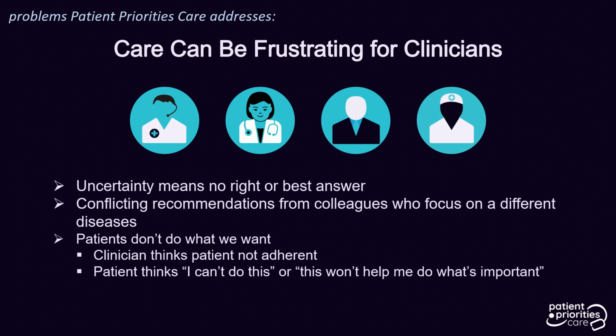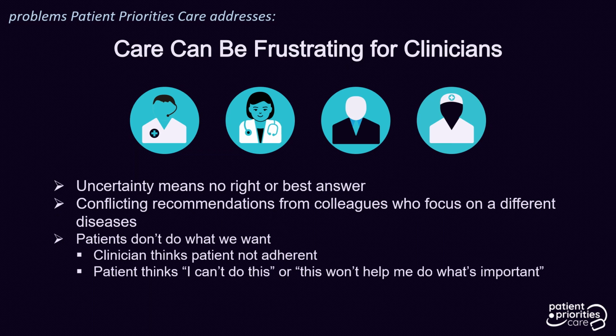This false certainty can lead to conflicting recommendations among colleagues, particularly if we all focus on our own disease and perspective. It is also frustrating for clinicians when people don't do what we want them to do. The clinician thinks, that patient isn't adhering to what I think is best. The patient thinks, I can't do this, or this won't help me do what's important to me, so why should I do it? We're all looking at a different part of the elephant. It can be frustrating for everyone.